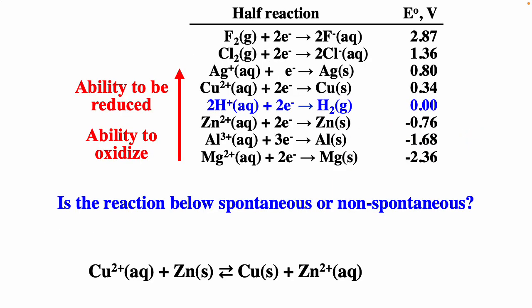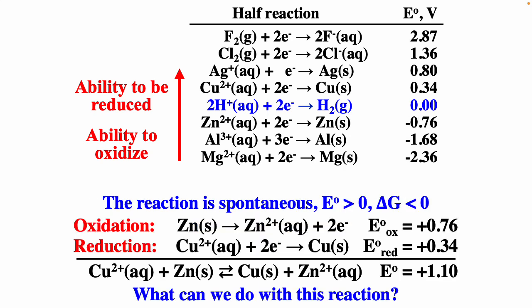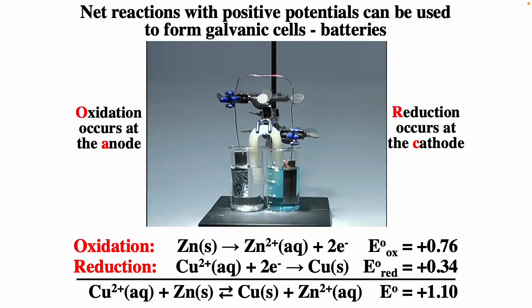And so we can ask ourselves, is the reaction below spontaneous or non-spontaneous? And so we have copper 2 plus ions, and for that half reaction, we don't have to do anything. Zinc metal, we'll have to flip this one. And so if we flip it, that changes the sign. And so we should get 1.1 volts. And so that means it's going to be a spontaneous reaction, and we can use it to convert chemical potential energy into electrical energy. And again, please remember, oxidation occurs at the anode. Reduction always occurs at the cathode.